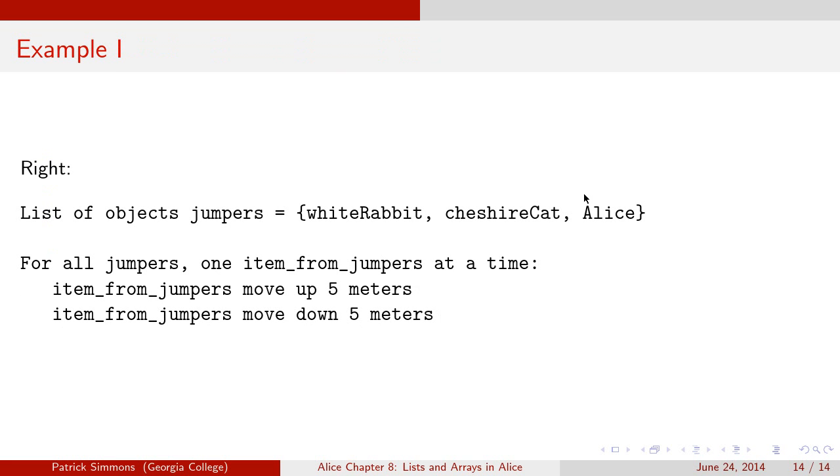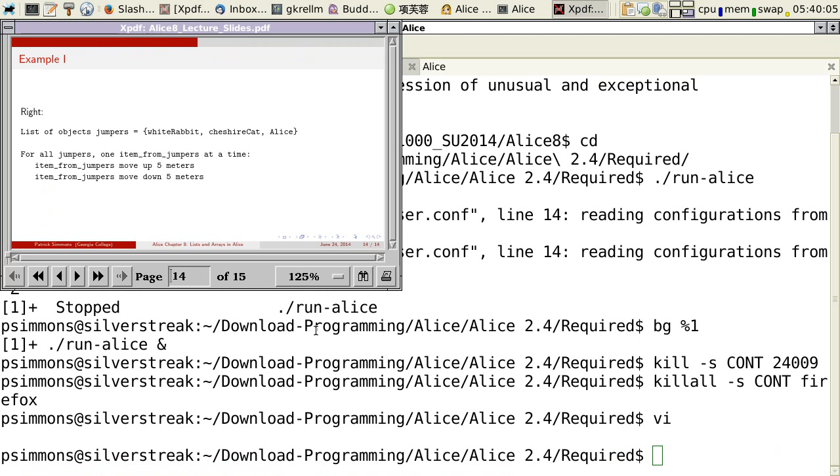So here's an example that we'll do. I'll create an object, a list of jumpers, and then I'm going to make each of them jump one at a time. For all jumpers, one item from jumpers at a time. Move up 5 meters, move down 5 meters.